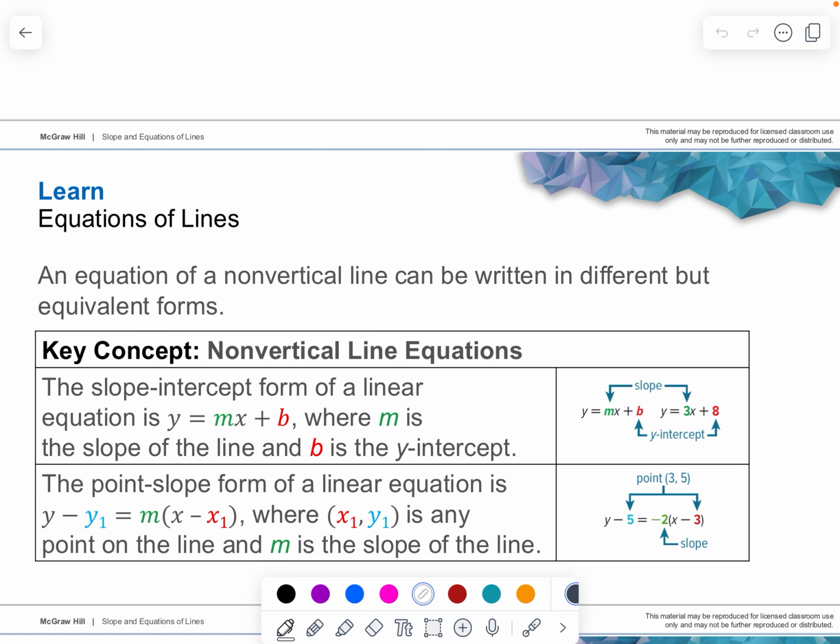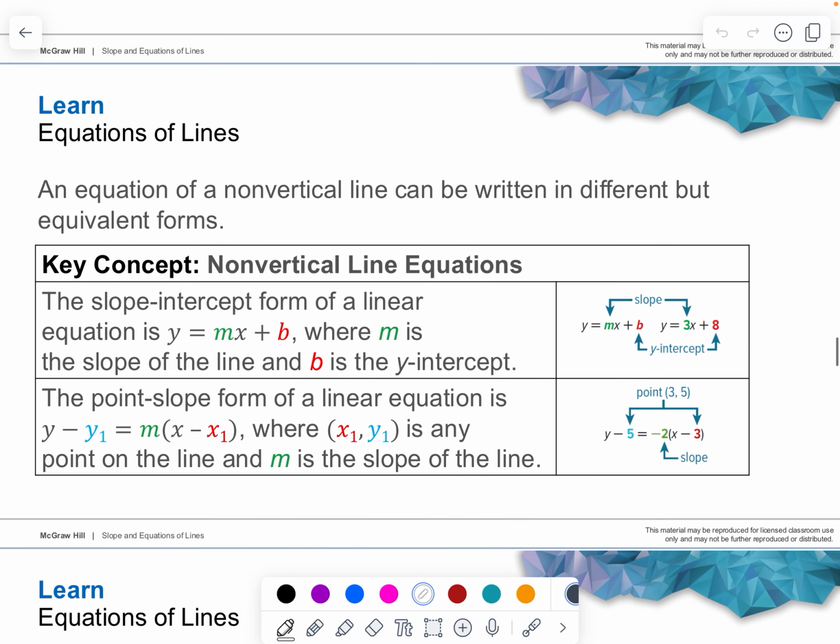Okay, learning equations of lines. We can write the equation of a non-vertical line in several different ways. You learned these ways last year in Algebra 1, so these are not new, just reminding you of these ways. These are non-vertical, non-horizontal line equations.